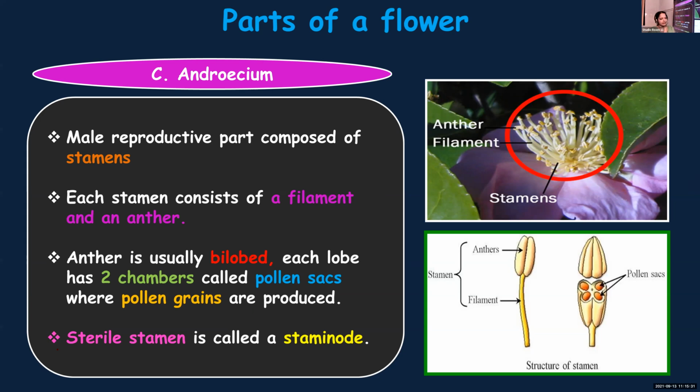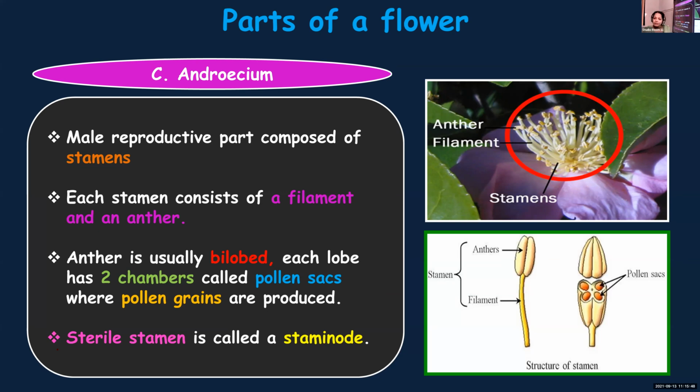Sterile means which is not fertile. Such stamens which cannot produce male gametes to carry out fertilization, you call a staminode. What is a staminode? A sterile stamen is known as a staminode.